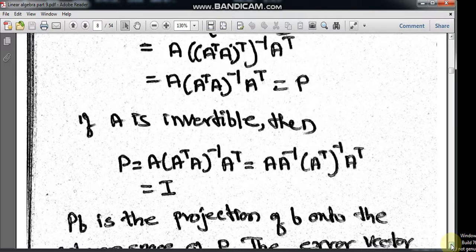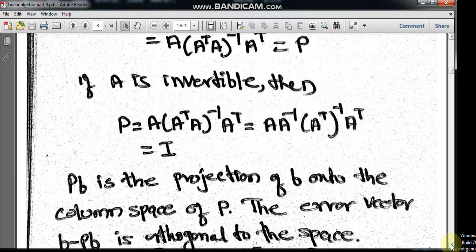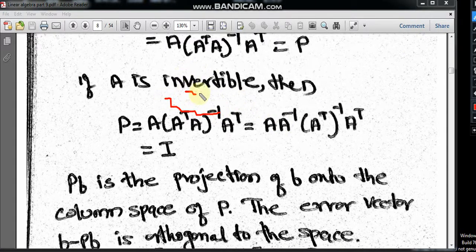And if A is not a rectangular matrix, if it is a square matrix, that is, an invertible matrix, what happens? If it is invertible, then A transpose A can be broken into separate parts. They can be separated. So A into A inverse and A transpose inverse into A transpose. This gives you I and this also gives you I. I multiplied with I is an identity matrix. So this is about when A is invertible.